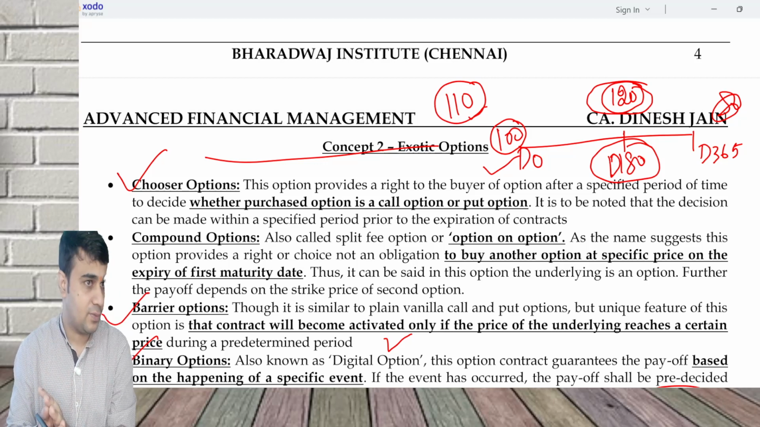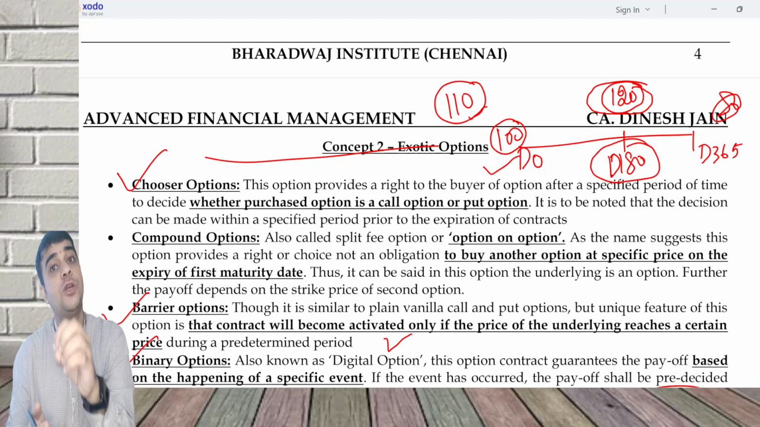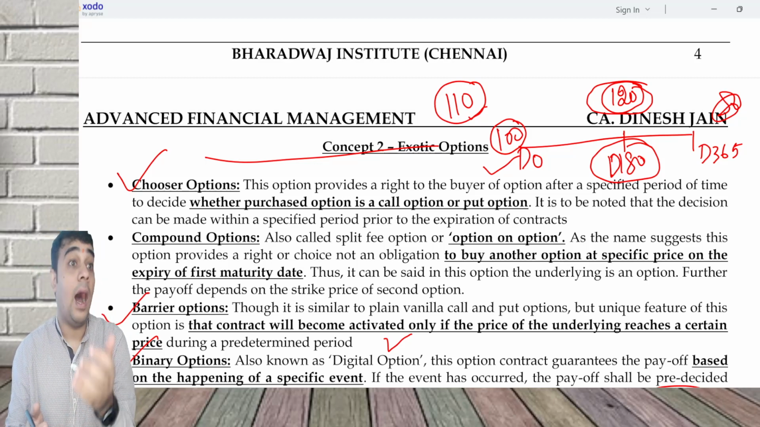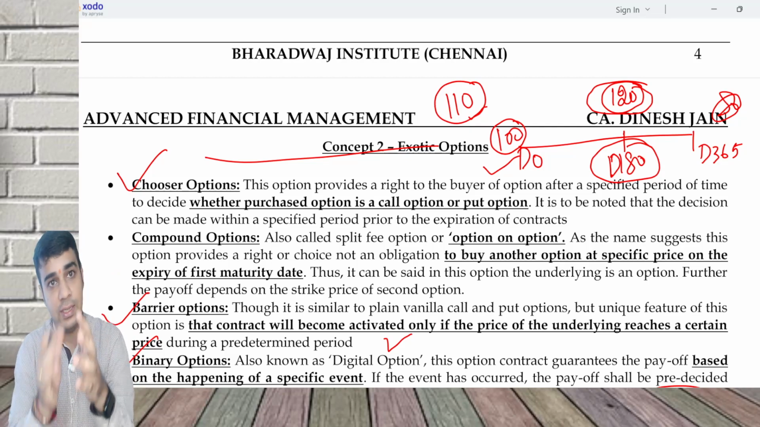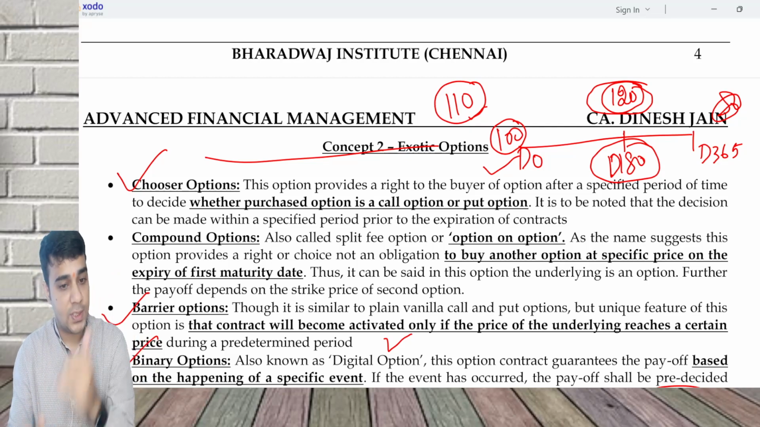It will be on the terms of the agreement. That is, you bought a call option today. I will give you an option to buy another call option, or I'll give you a decision to buy another put option. Your choice. It depends on the terms of the agreement. How does it work? Let's see an example.